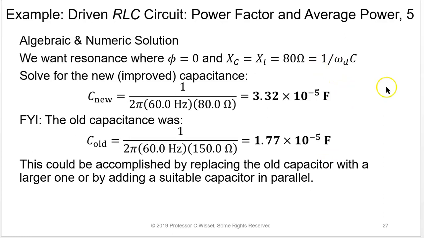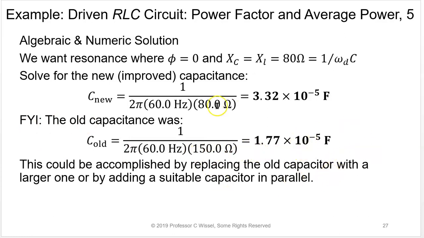XC is 1 over omega DC. So we're going to solve this for the capacitance. The new capacitance will be 1 over 2 pi times 60 hertz times 80 ohms, just turning this around and substituting 2 pi f for omega d. So the new capacitance is 3.32 times 10 to the minus 5 farads, and the old capacitance is the same thing, only using this old XC that we had before.